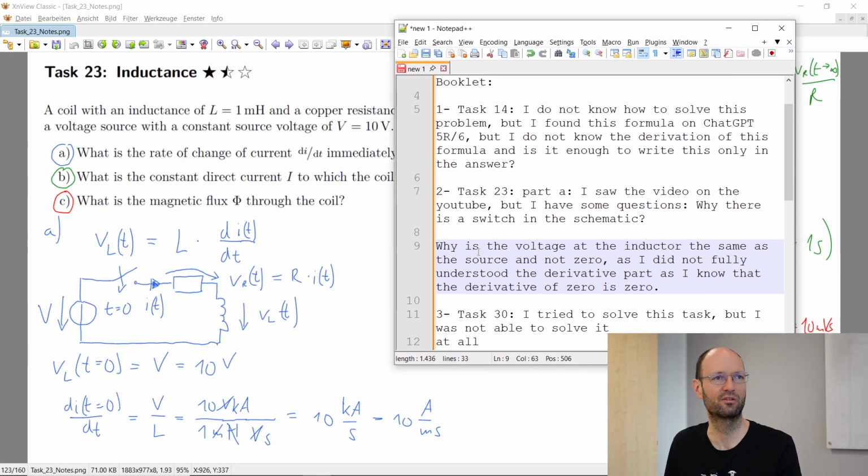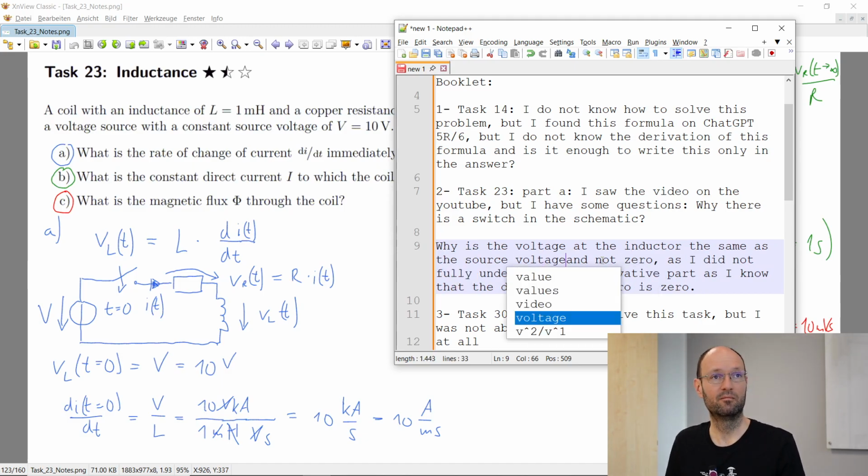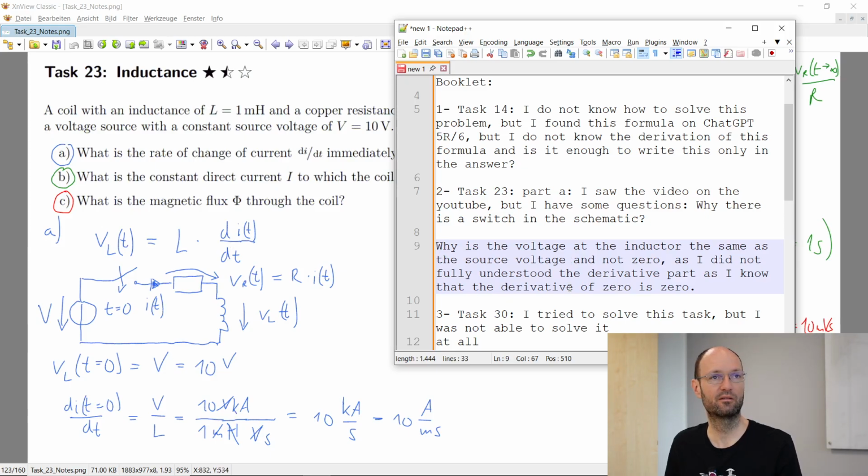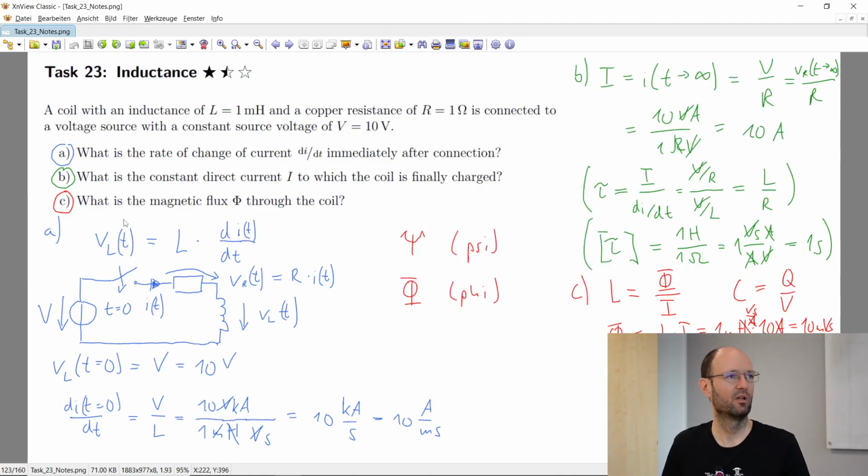And then there's the second question, why is the voltage at the inductor the same as the source voltage and not zero? And so the question is related to this derivation here, or to this derivative, and why the derivative of zero is not zero. Okay, so the voltage drop across the inductor.